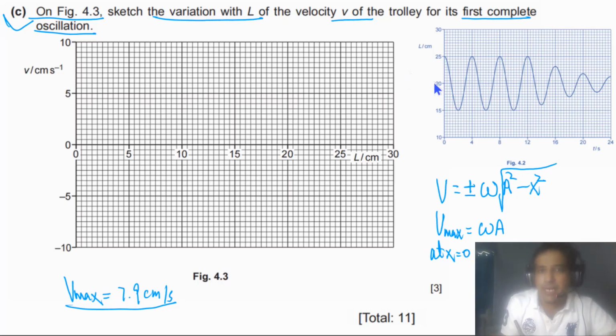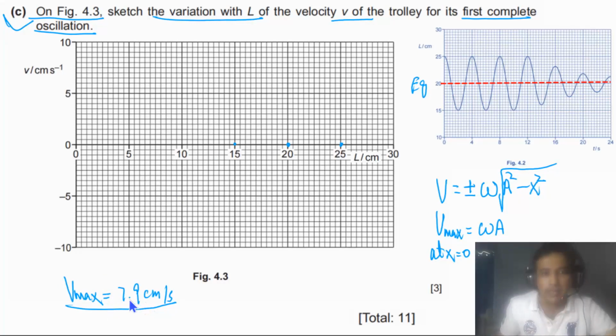Now when we have this type of question, we first have to figure out where the equilibrium is. In this case the equilibrium is at 20, meaning L is equal to 20. So we can draw the line here. First thing we can write here: equilibrium is at 20. It is oscillating between 25 and 15.